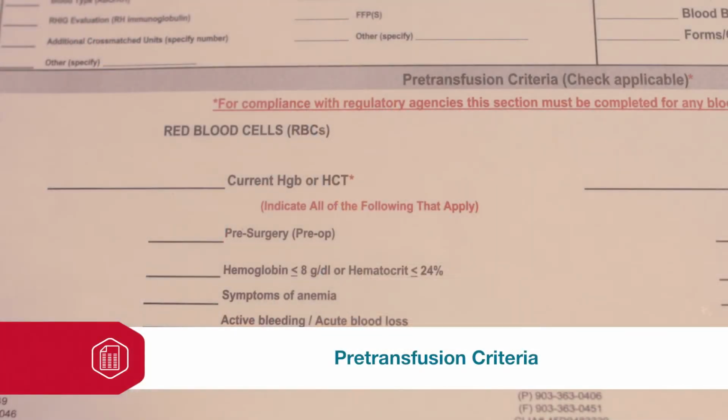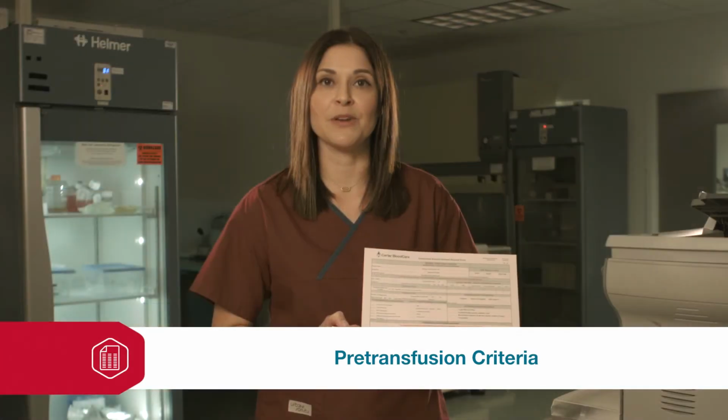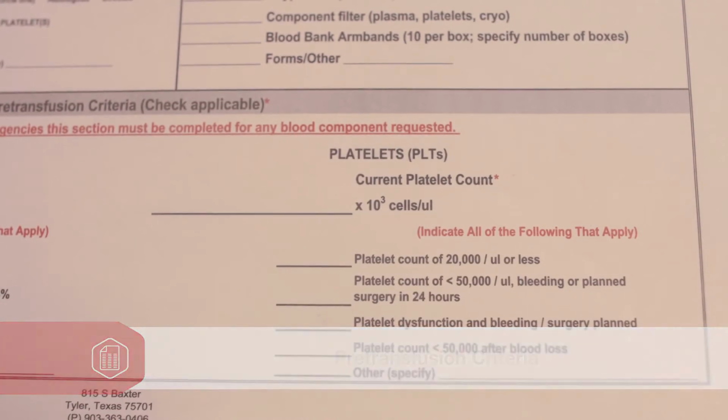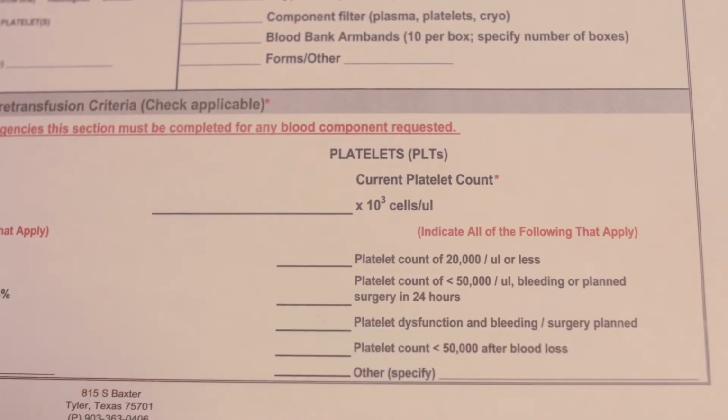Finally, the last section includes an area for PreTransfusion Criteria. We need to know why you're ordering a red cell or platelet product. Please indicate the hemoglobin or hematocrit for the patient for any red cells ordered. Also indicate the platelet count for any platelets ordered.